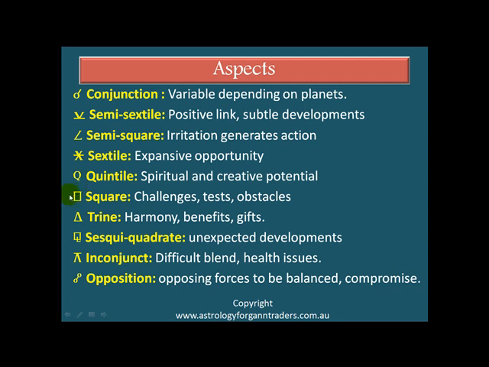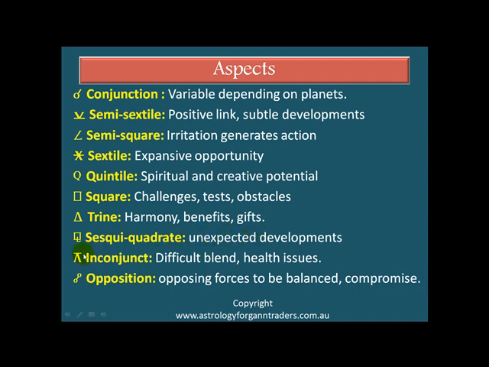Square is basically just a box or a square, and that's 90 degrees, and it's challenges, tests and obstacles. The trine, again our trine is a pyramid, very positive, 120 degrees. Trine, harmony, benefits and gifts. Sesquiquadrate is the square of the 90, and that little L is the L from the semi-square. When you add 90 and 45 you get 135, so the sesquiquadrate is 135 degrees, and this causes unexpected developments.